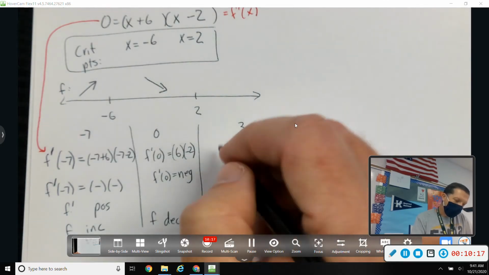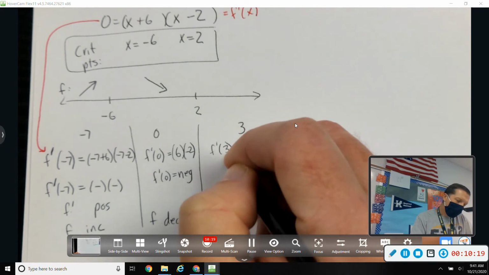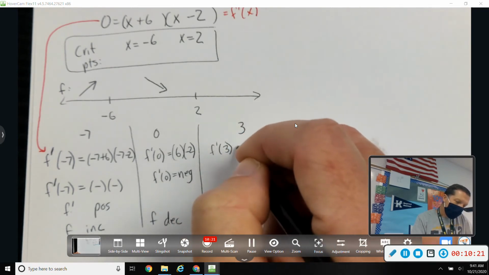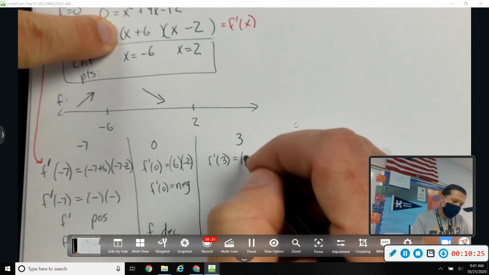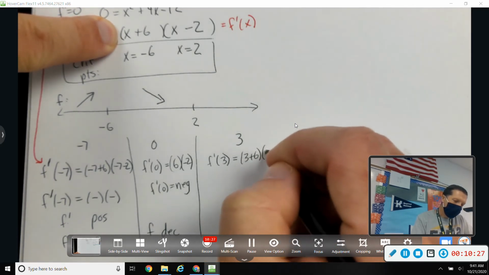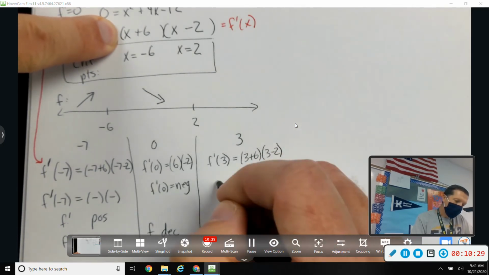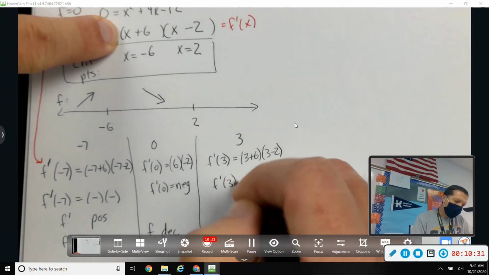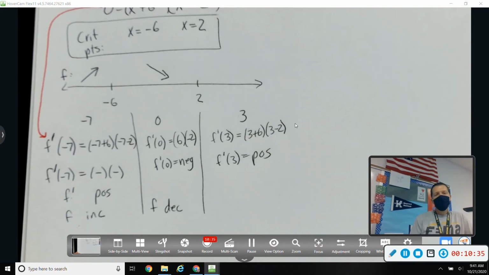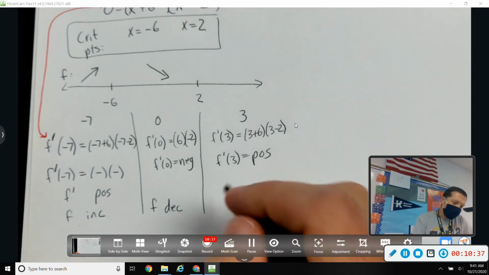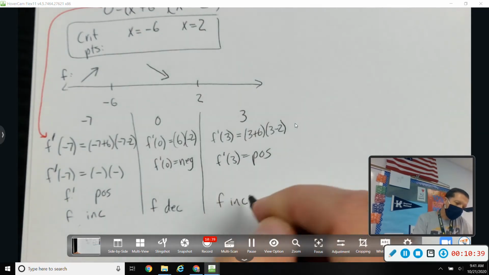Then at 3, f prime at 3. Again, back to the factored form because I think that's easier. 3 plus 6, 3 minus 2. Everything's positive. That's nice. Easy. F prime is positive. That means f is increasing.